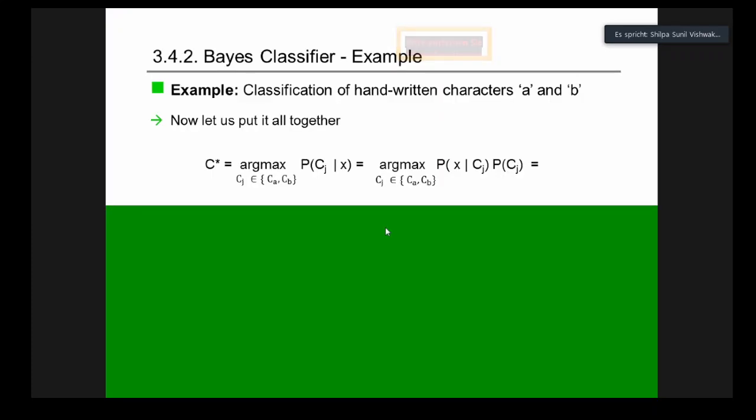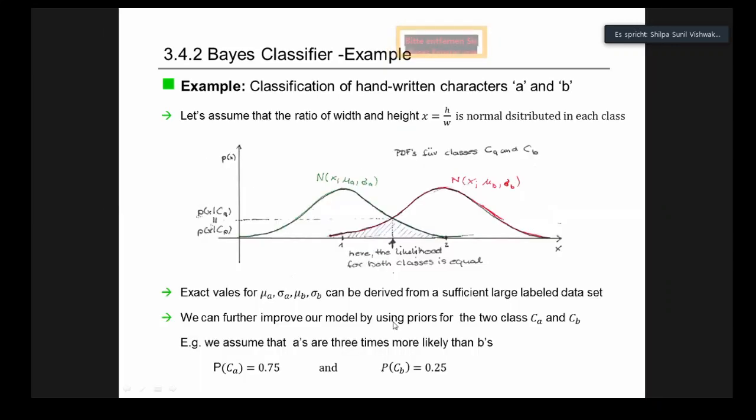Professor, I have a question. Can you go to that graphical representation with the two curves? Yeah, this one. Here there is a middle area in which both the classes overlap. So in such cases, how can we identify whether that particular character is A or B with this theorem?